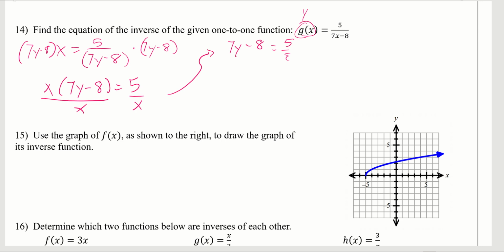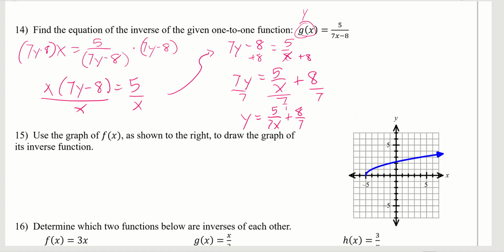And now just keep solving it out. Whoa, that's a crazy x. That's an x. Add the 8. So 7y is equal to 5 over x plus 8. And then divide everyone by 7. And so y is equal to 5 over 7x, right? This is 7 over 1. You can skip, flip, and multiply in order to get 5 over 7x. And then this is 8/7.